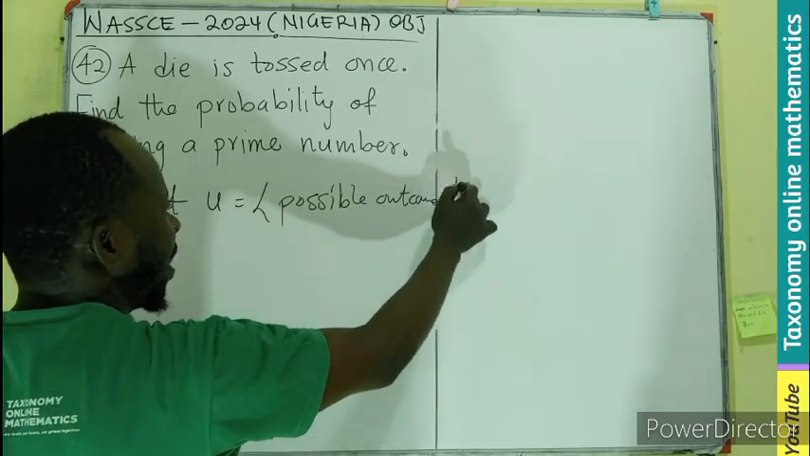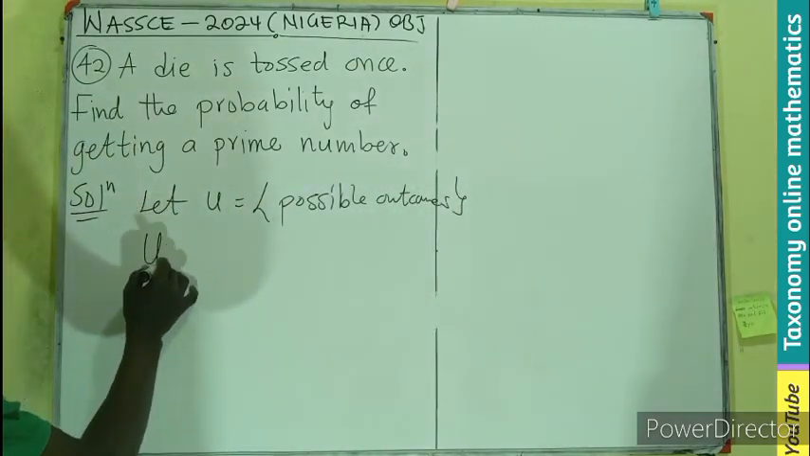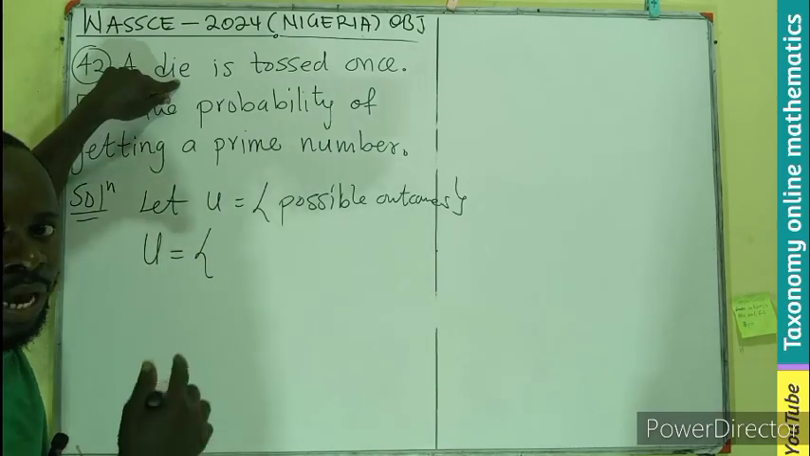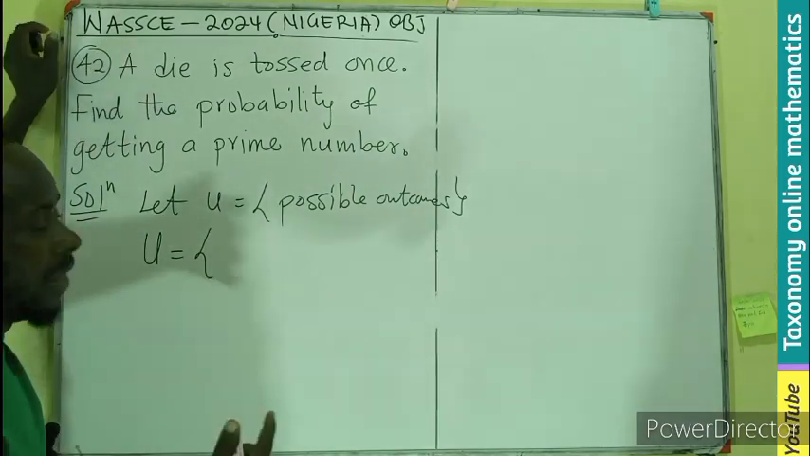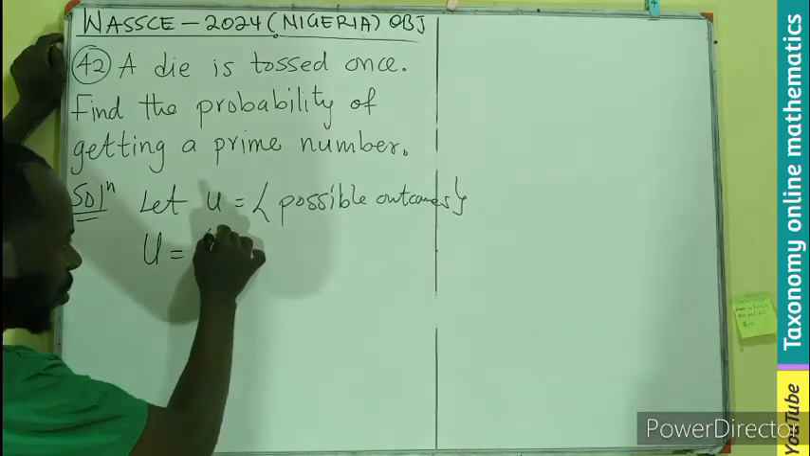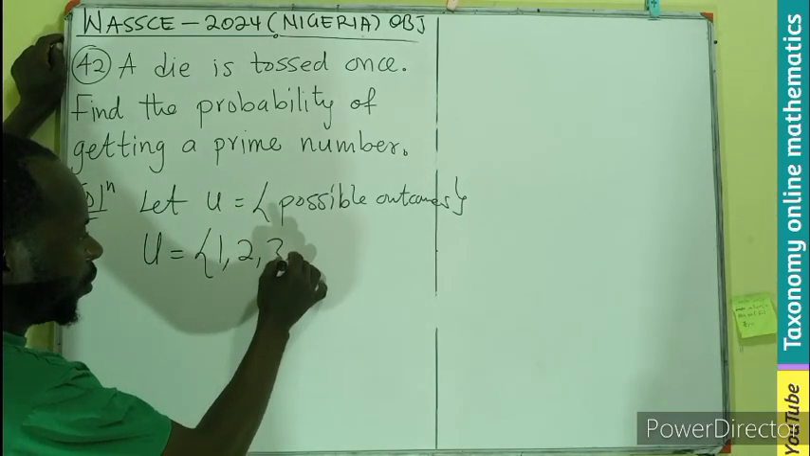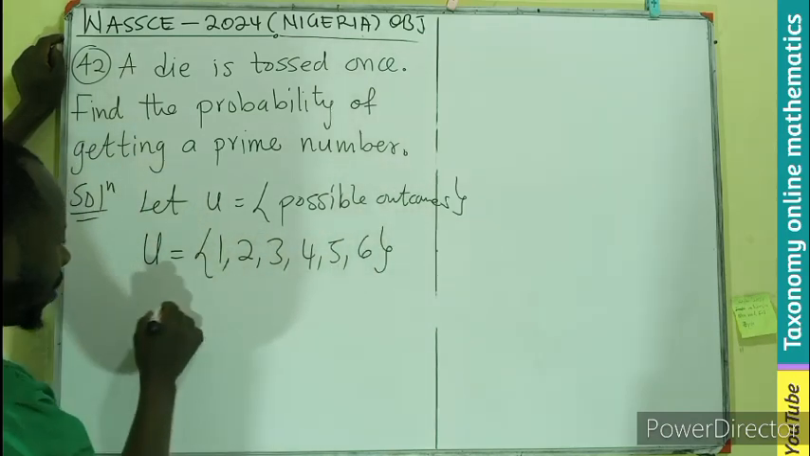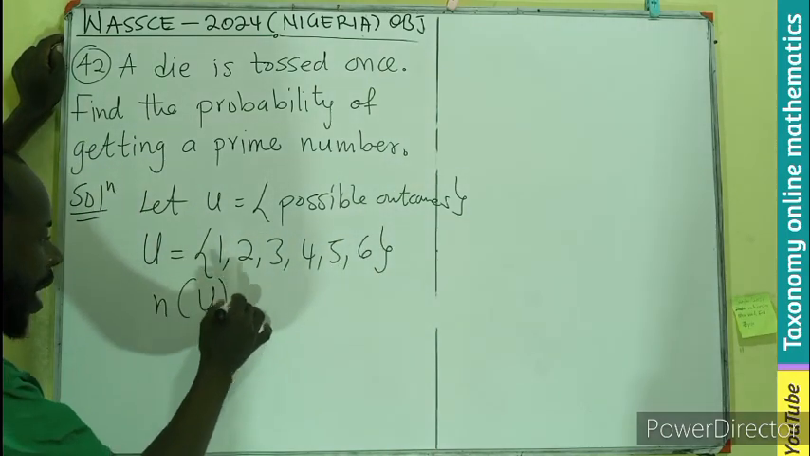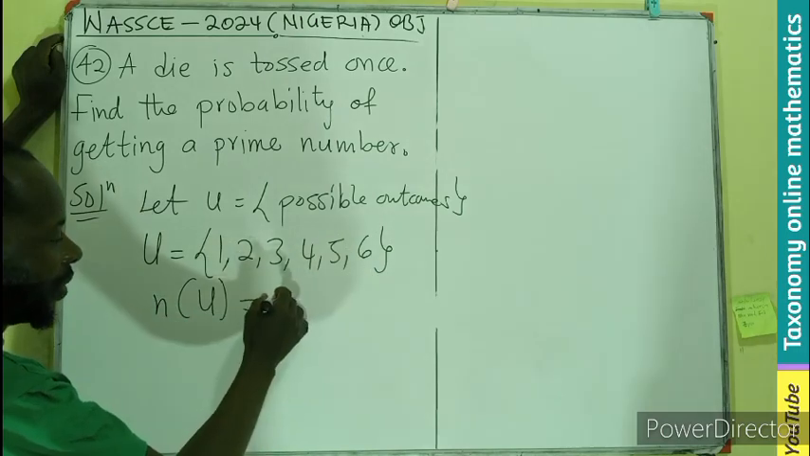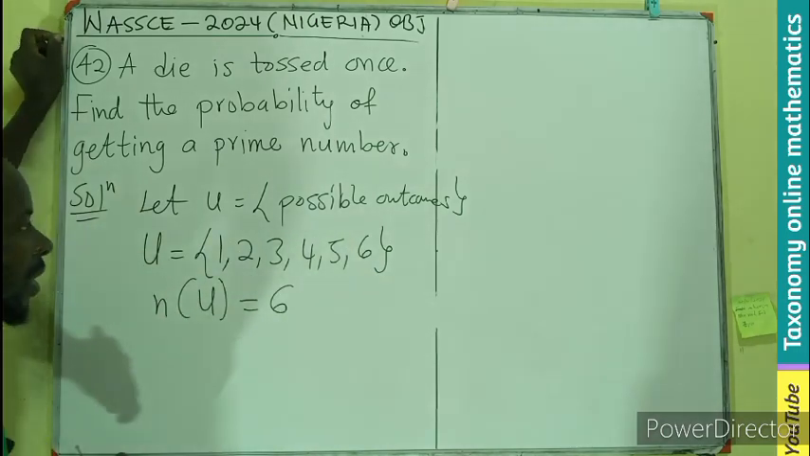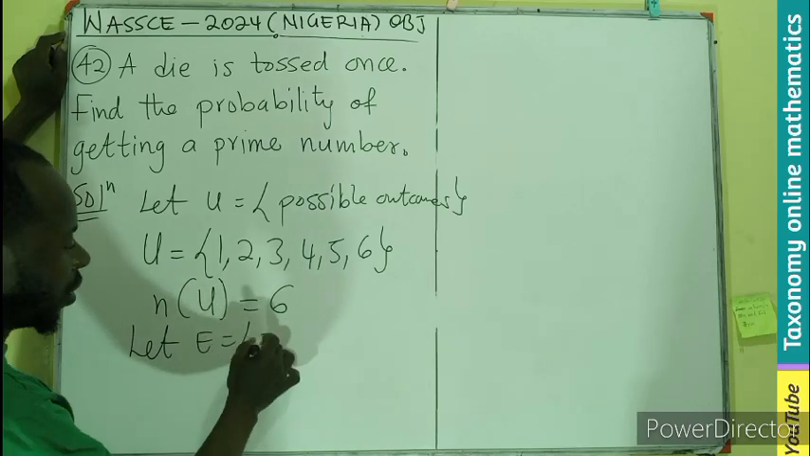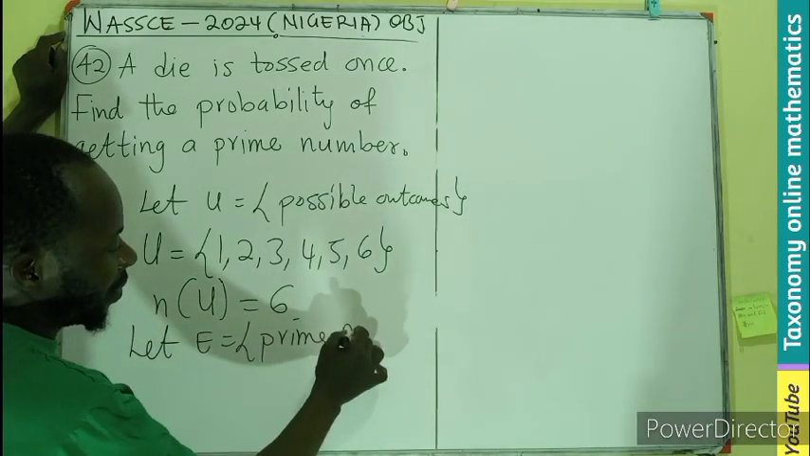outcomes. So if that's the case, then the set is going to be, if you have a die, a ludo die has 6 faces. So the possible outcomes are going to be 1 up to what? 6. Meaning the number of U we are required to find is what? 6. Then we can also let E equal what? Prime numbers.